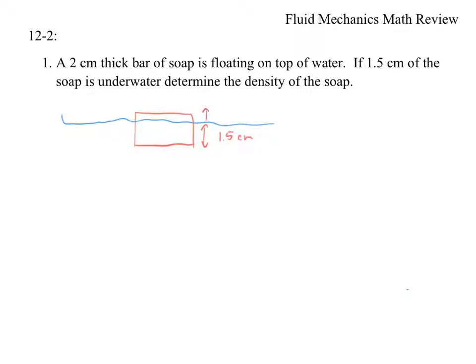So again, 0.5 centimeters must be above the water. If it's 2 centimeters thick and 1.5 is below, 2 minus 1.5 gives you a half. So at least we know how much of this is floating and how much of this is submerged. Now, thickness. Okay, and thickness.